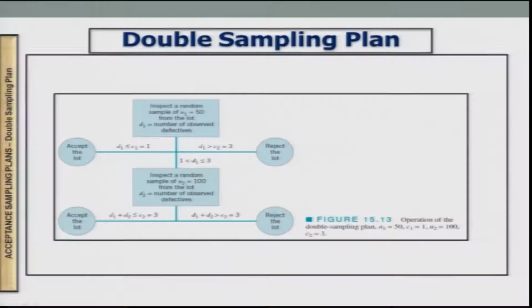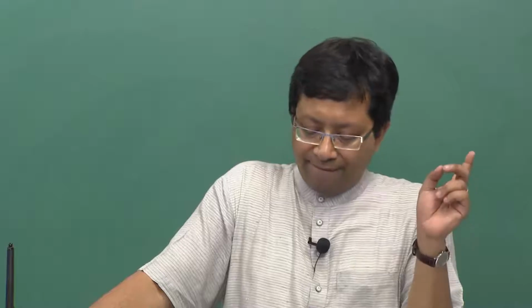Then, in the second lot, you pick up N2 observations from the capital N, and now the total number of defects is 3. That means the overall number of defects in the second lot is now 2. Now, with this information, the flow process basically works in this way. You pick up a set of observations, N1, from the lot and count the number of defects. If the number of defects is less than C1, which is 1, you immediately accept that lot. If it is greater than 3, you reject that lot. But there may be instances where D1 is between C1 and C2, which is between 1 and 3.